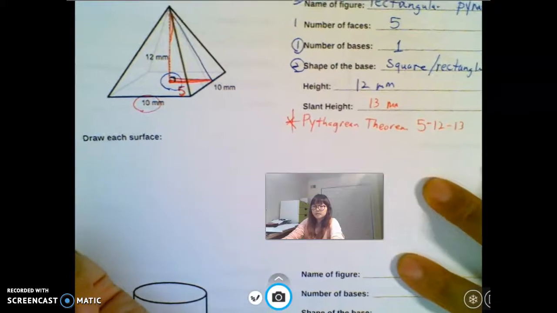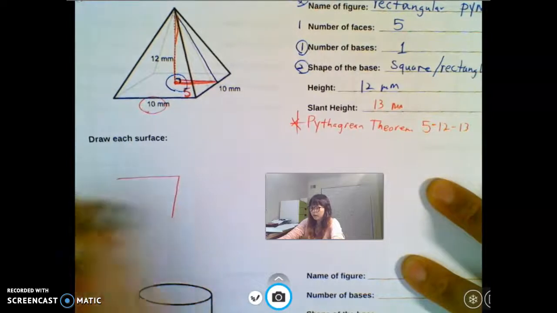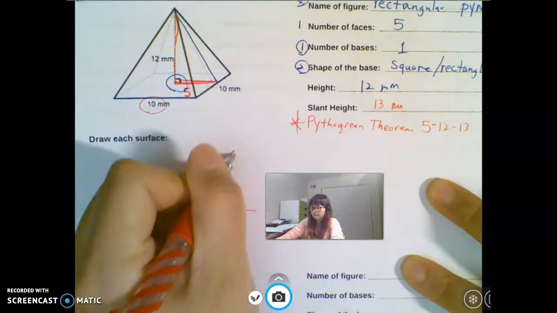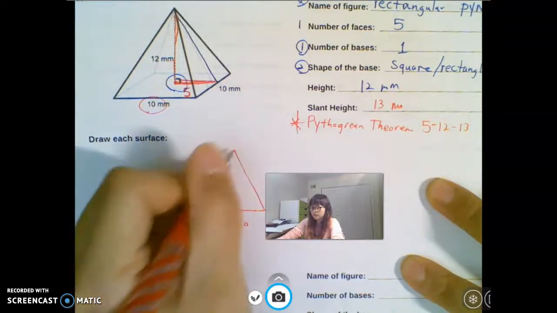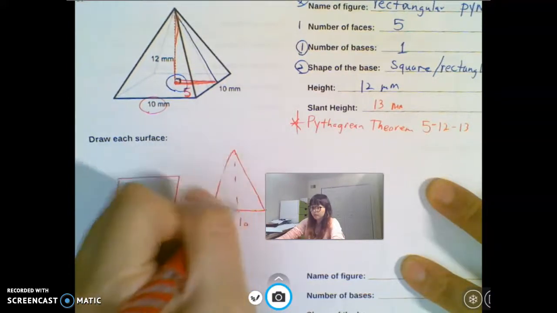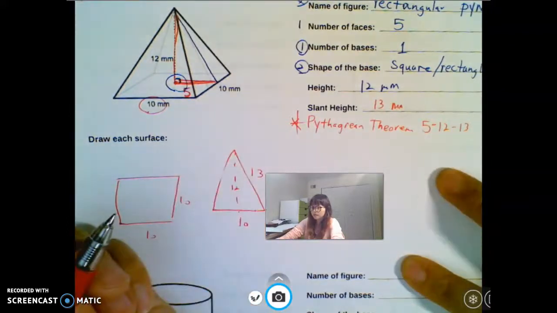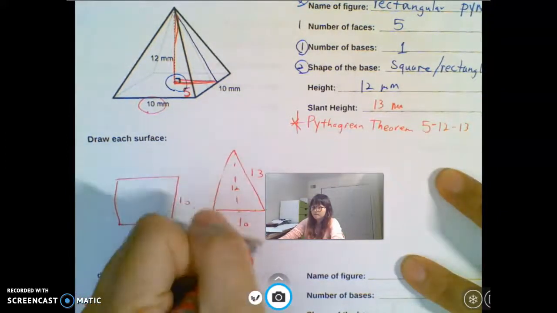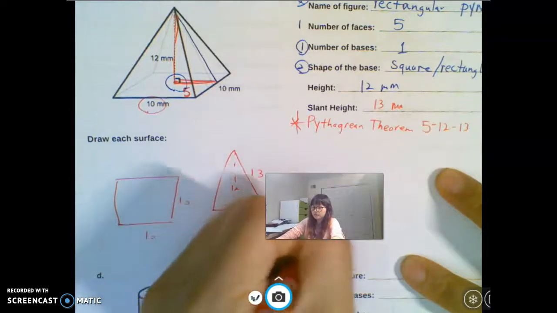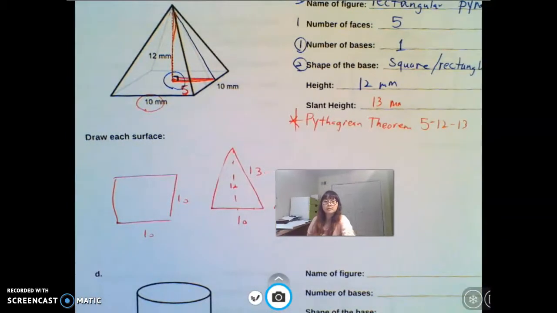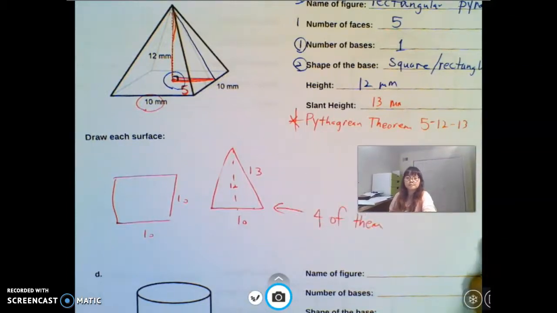Alright, each surface, let's draw it. The bottom is 10 by 10. The front is 10, and, well, the height was 12, but the slant height was 13. There are 4 of these. 4 of them.